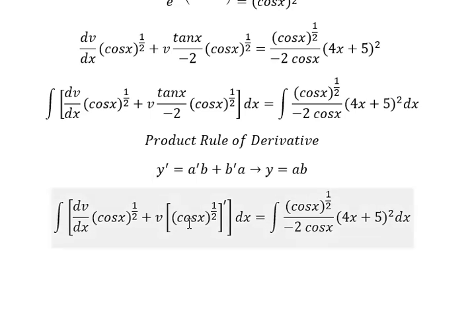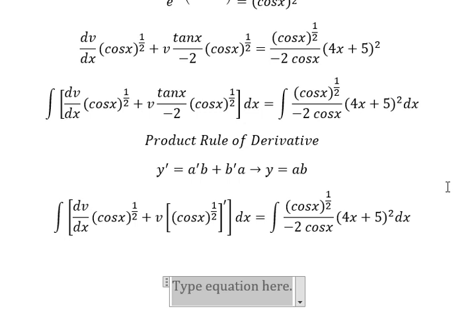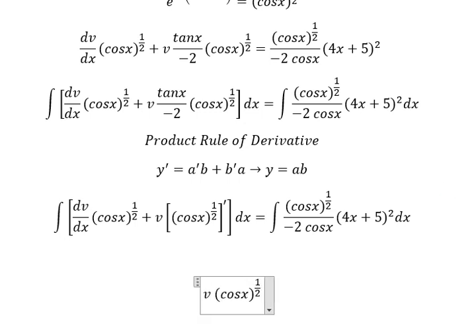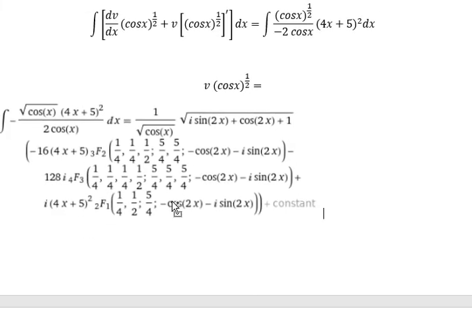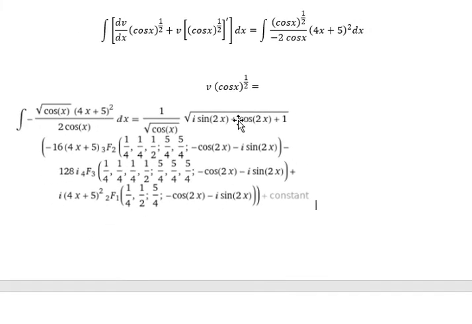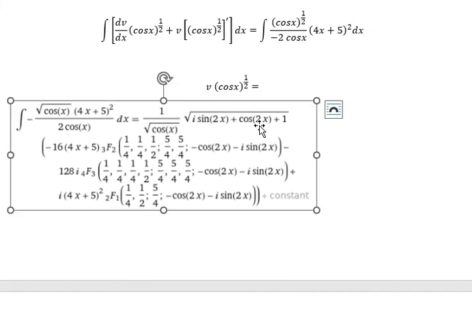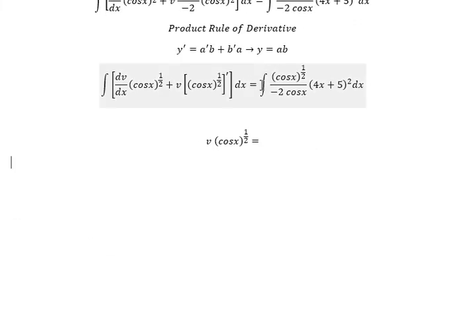So the integration of this one, we have v cosine x to the power of 1/2. About this integration, it is similar to the picture in here, because this is so complex. They are just like this. That's why I will keep this integration.